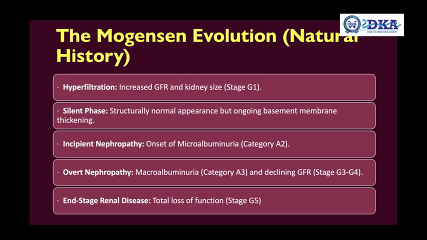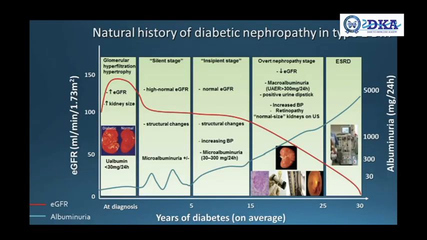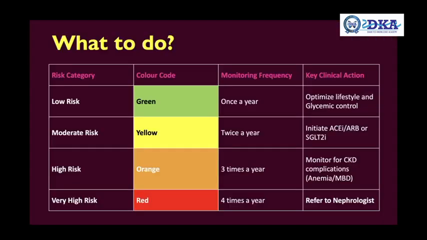G5. So this picture depicts the natural history of diabetic nephropathy in type 1 DM, in which there will be glomerular hyperfiltration, there will be increased eGFR and increased kidney size, progressing to silent and incipient stage. Over time, it leads to end-stage renal disease.